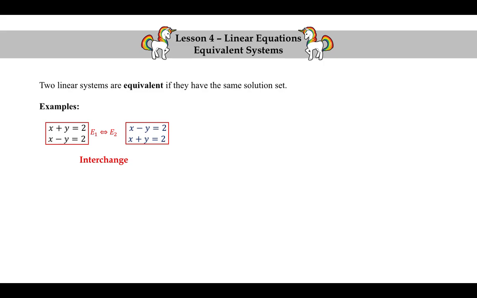We write e sub 1 with a double left-right arrow, e sub 2, to indicate that to get from the first system to the second system, we've just interchanged equation 1 with equation 2. Let's look at another example.